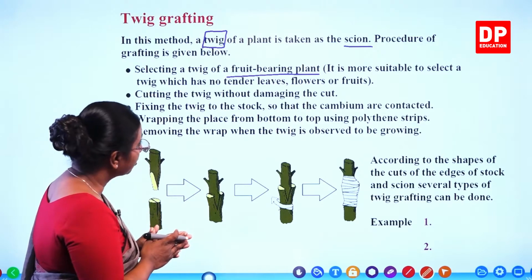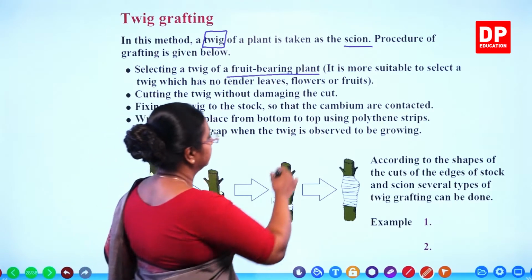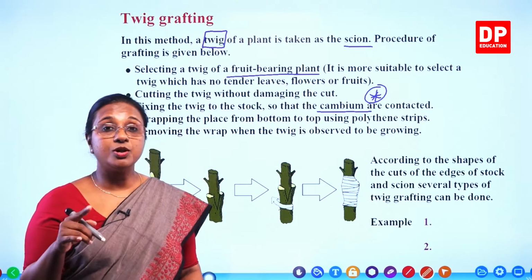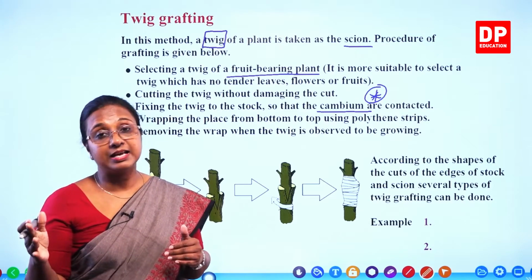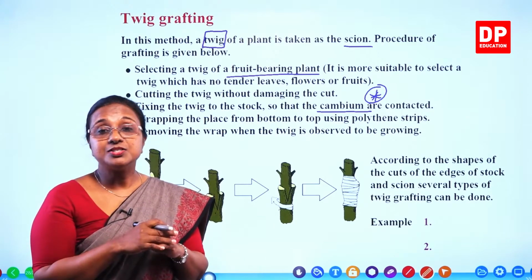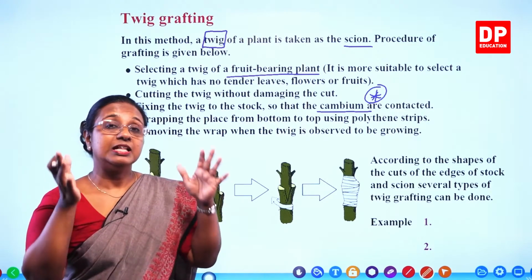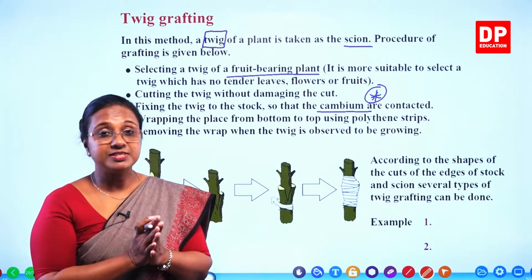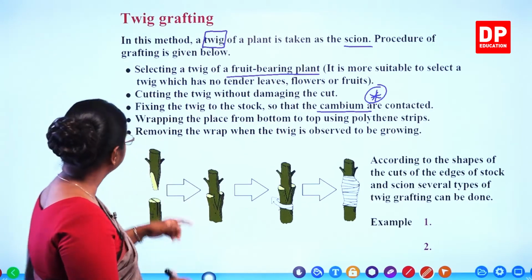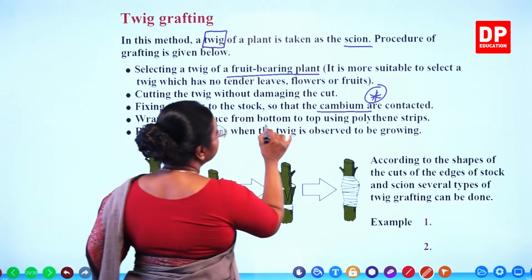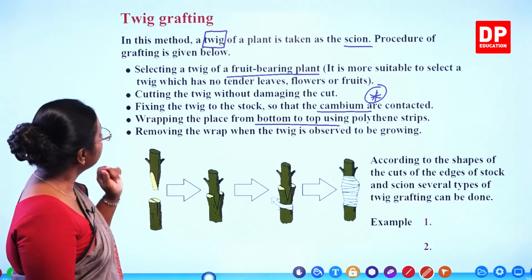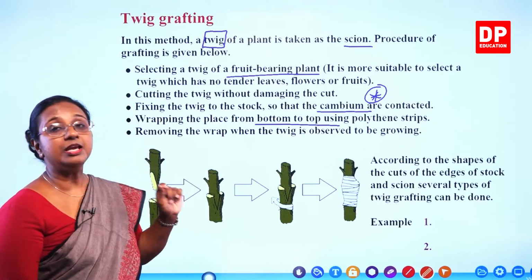Fixing the twig to the stalk so that the cambium are connected. Very, very important. The cambium should be connected. So I told you all before also, when we select the stalk and the scion, we have to make sure the diameters are somewhat similar. So if you select plants which are of equal age or maturity, then most probably their stems will be of the same size, the twig and the stalk. So then the cambium will get connected properly. Wrapping the place, again from bottom to top using polythene strips, always from bottom to top. Removing the wrap when the twig is observed to be growing.